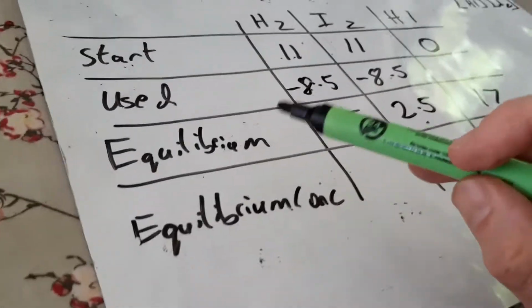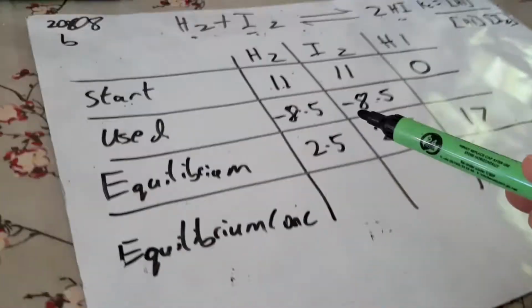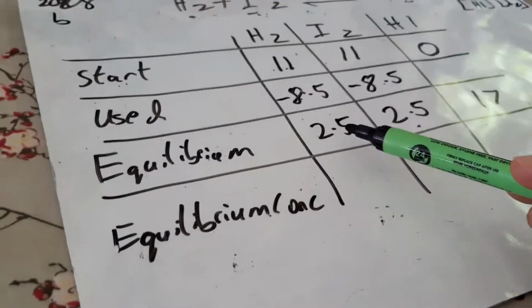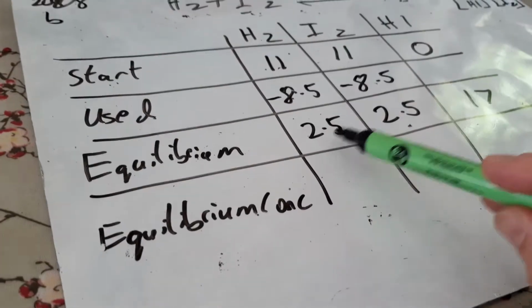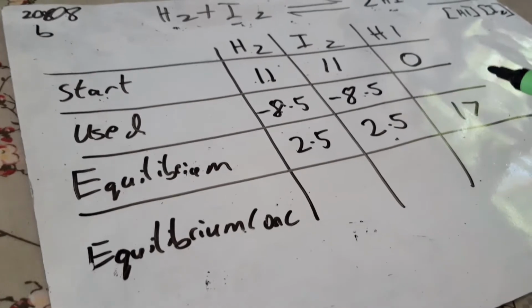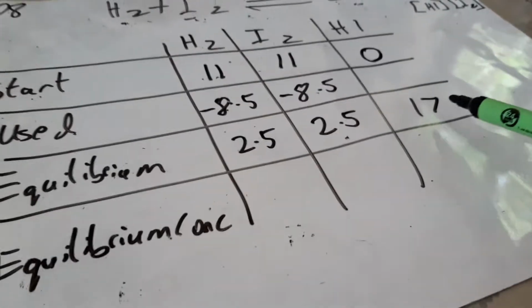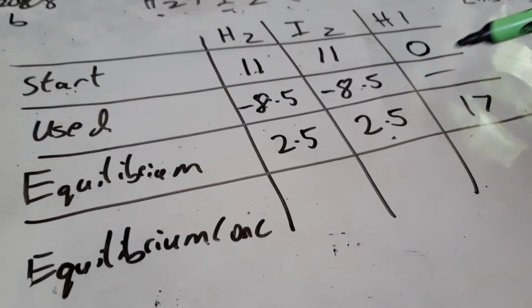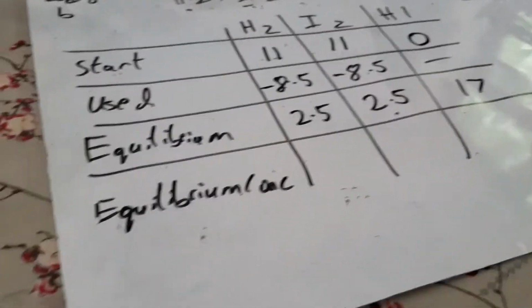So when the mixture reached equilibrium, the amount of hydrogen and the amount of iodine that were left from the initial 11 moles is 2.5 moles each. And the amount of moles of hydrogen iodide present is 17 moles. We know that because that was given to us in the question. This box we don't need to fill in because obviously if there was none at the start, none can be used up. So you can leave that blank.